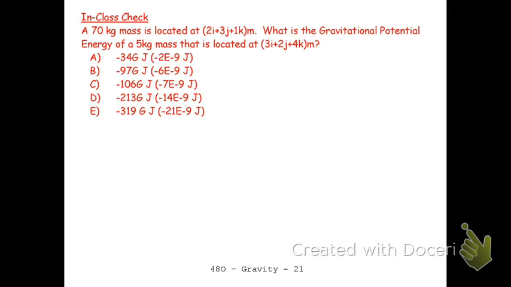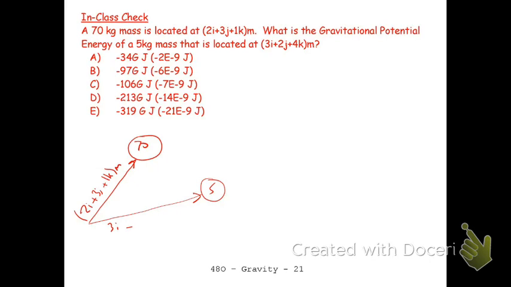Let's make it a bit more interesting. A 70 kilogram mass is at 2i plus 3j plus 1k meters from the origin. What is the gravitational potential energy of a 5 kilogram mass at 3i plus 2j plus 4k? My equation is U_G equals minus big G, big M, little m over R.